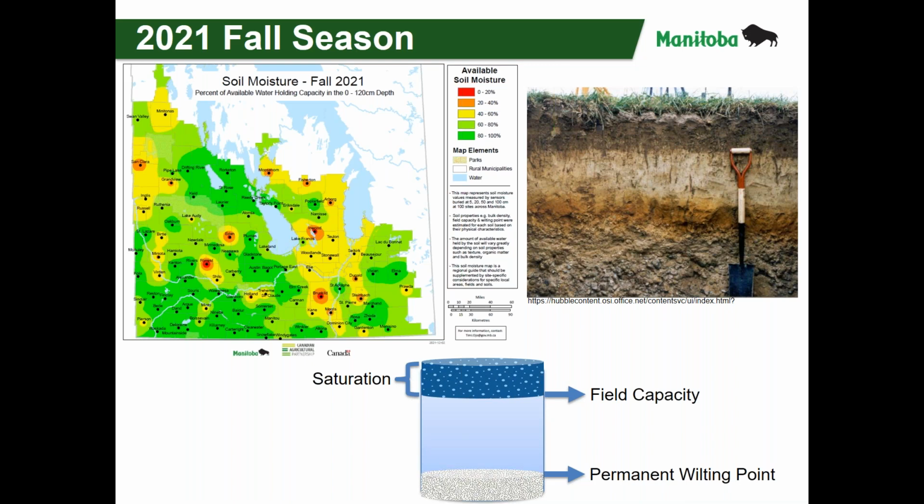Now, that doesn't mean there's no water in that block of foam or in the soil. It simply means that the pressure you are applying is not enough to extract more water out of that soil. So the water holding capacity is the amount of water that is being held between the field capacity and the wilting point. So that's what this map is showing in terms of how much is being held in the soil.